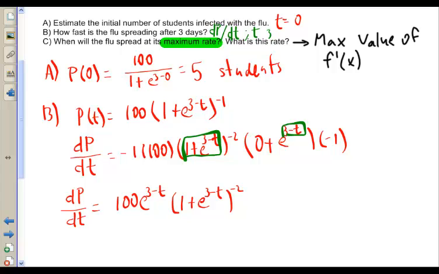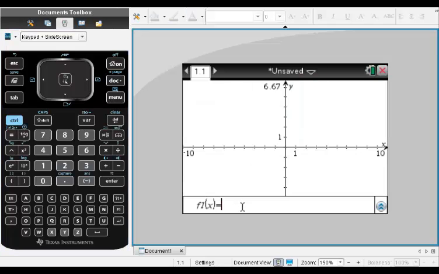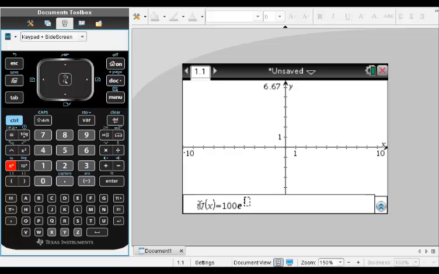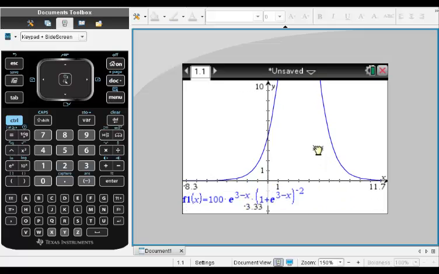And so let's do that right now. So on your Inspire, we're going to choose to add a graph. And for f of x, we're going to go with 100 e to the 3 minus x power, and then parentheses, 1 plus e to the 3 minus x, and then close your parentheses, and all of that to the negative 2. So here's your graph, and wow, it goes way up there.